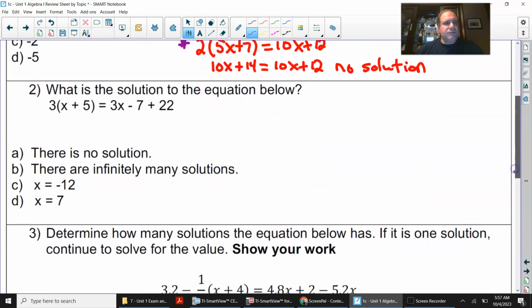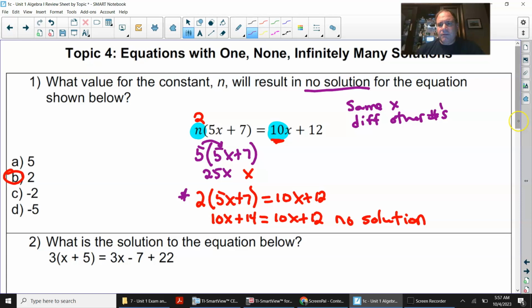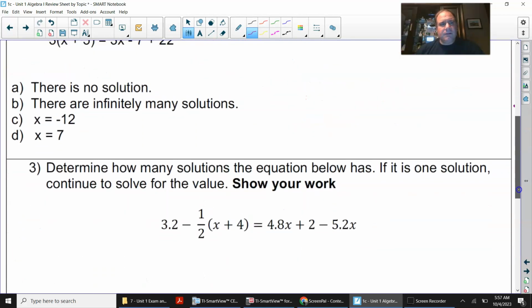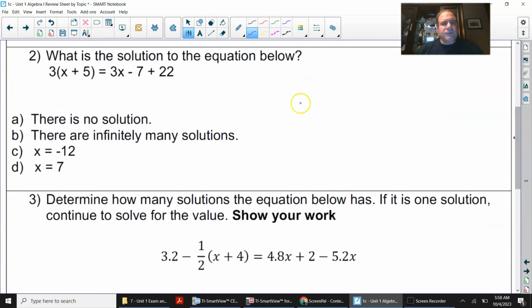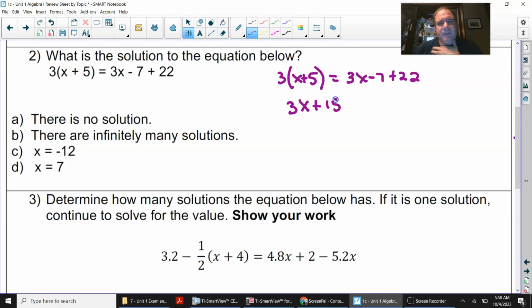All right, what is the solution to the equation below? So I'm just going to go down to number 2, and I'm going to rewrite it. 3 times x plus 5. I have to have space. If there's no space, I'm just going to rewrite it, and I'm just going to do whatever it is that I need to do, which is distributive property first on this left side. So we have 3x plus 15.